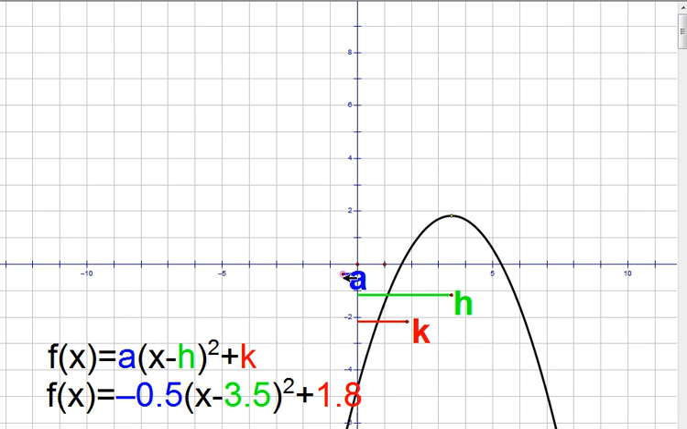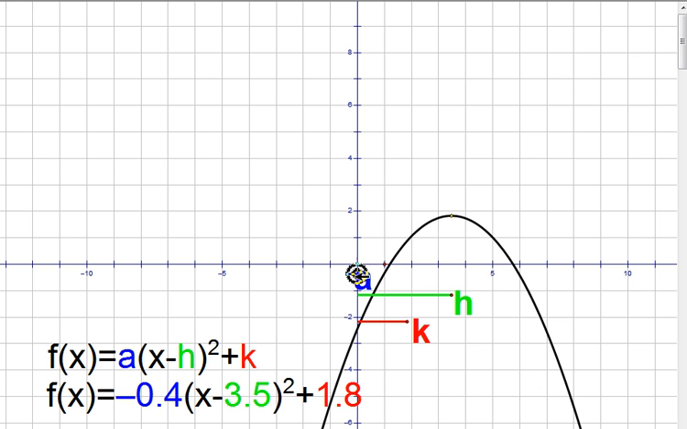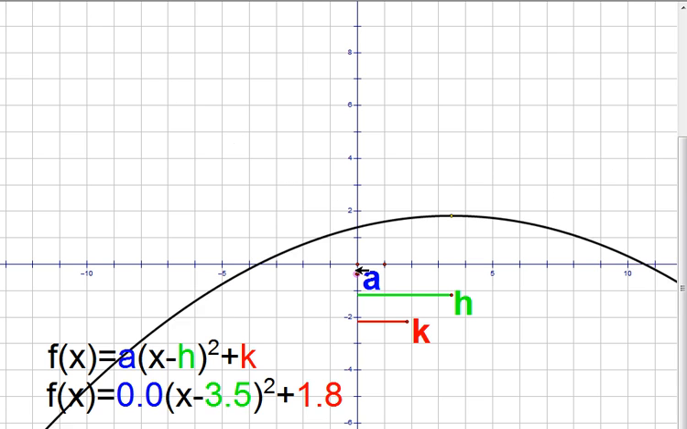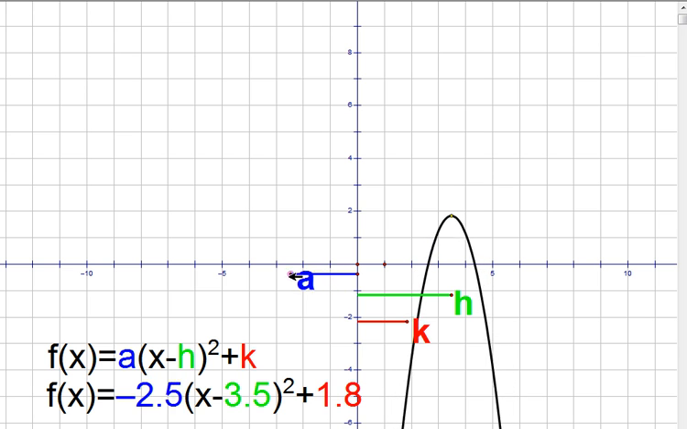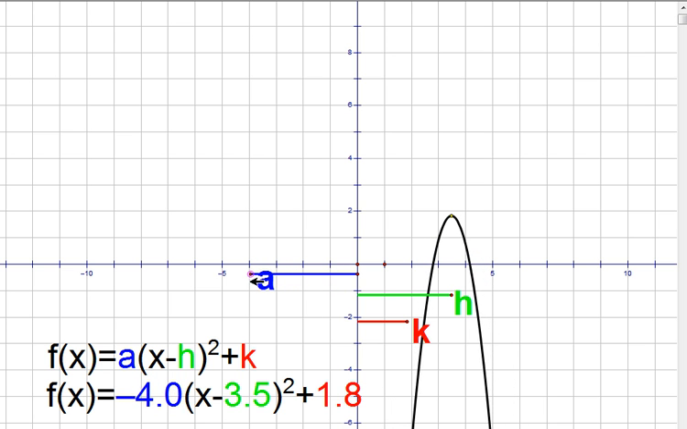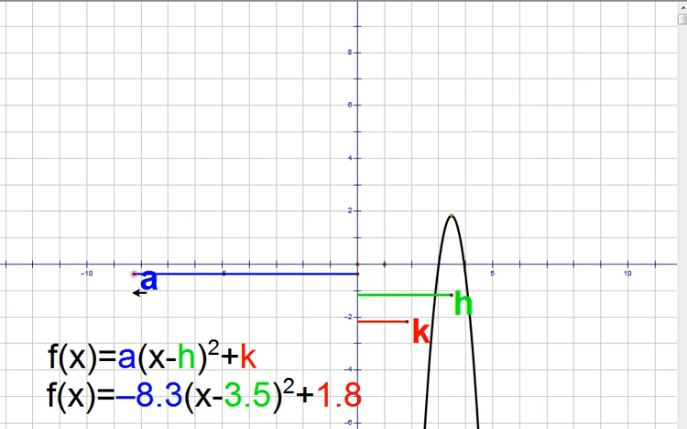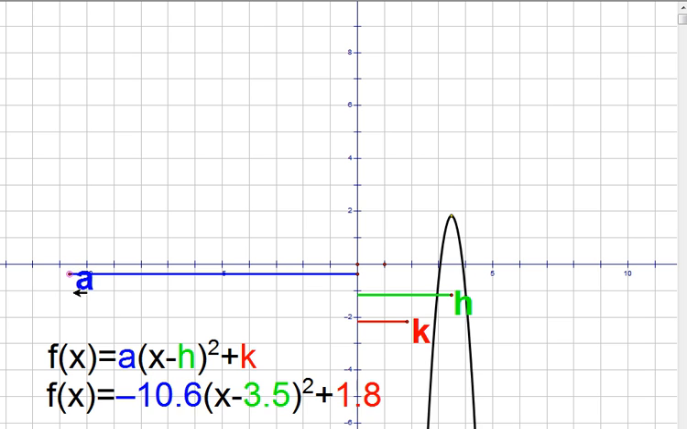And when a is small, look at this as a negative 0.1. See how wide my parabola looks? So this would be like negative 1/10. The smaller the a value, the wider my parabola is. The larger, or in this case I suppose smaller because it's negative, but the bigger absolute value we should say, the skinnier the parabola gets.